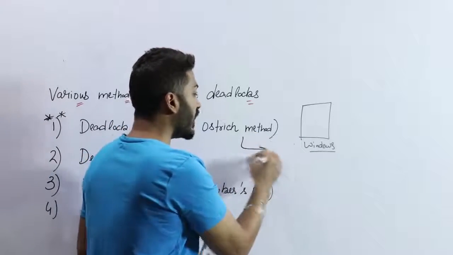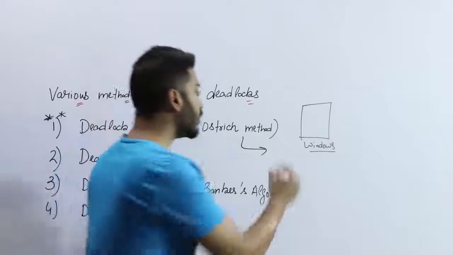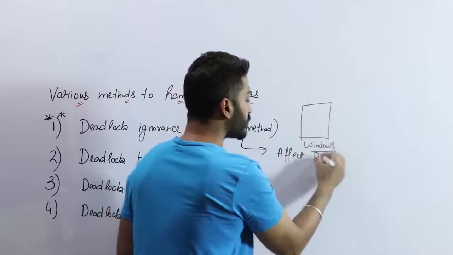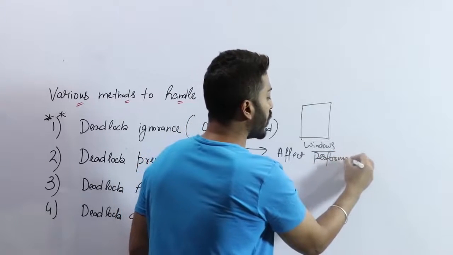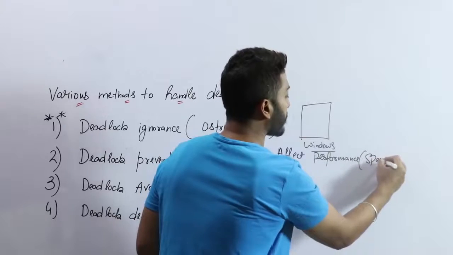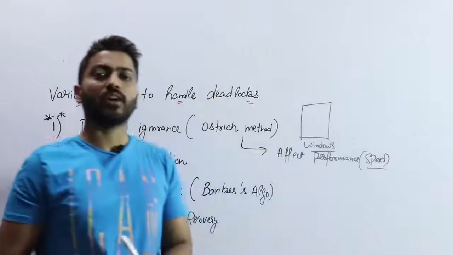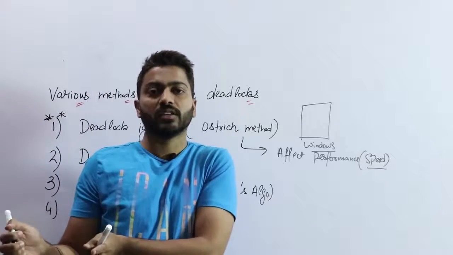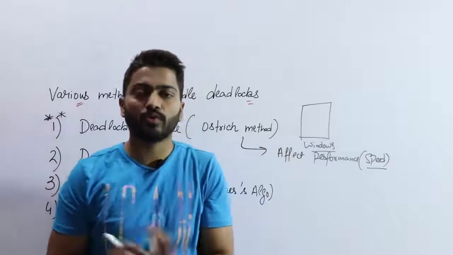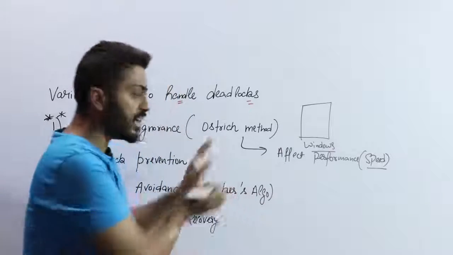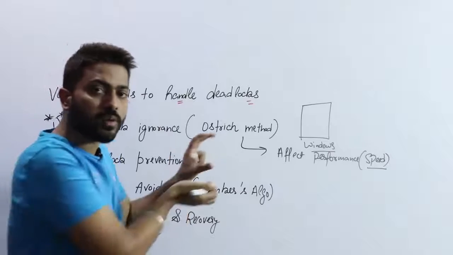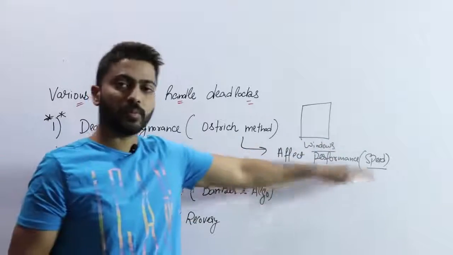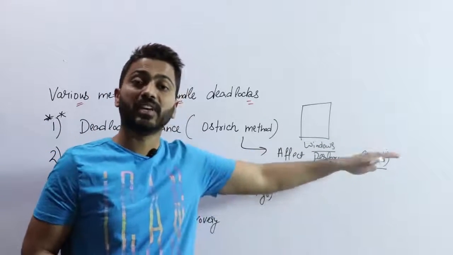And why are we ignoring? Because we don't want to affect the performance, or we can say speed. So there is a kind of trade-off. One set of programmers says no, I am not writing any code for the deadlock. If we write the code for the deadlock, the system will get more functionalities, but just for getting more functionalities, the speed and performance will be degraded.